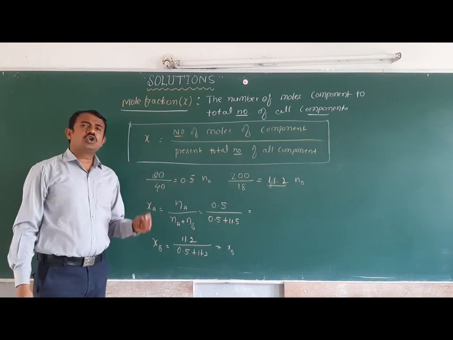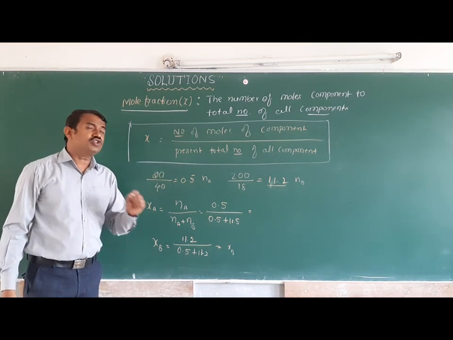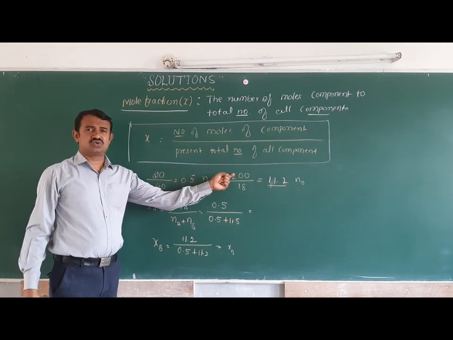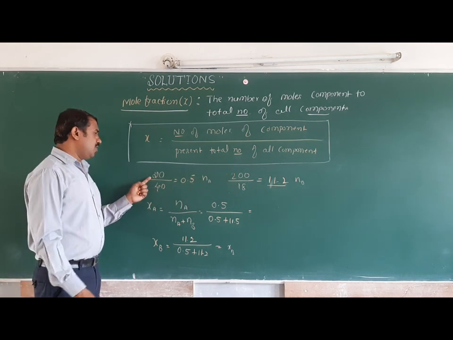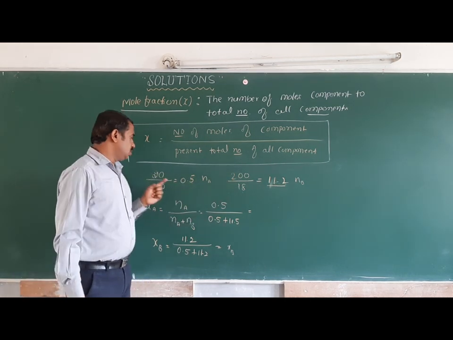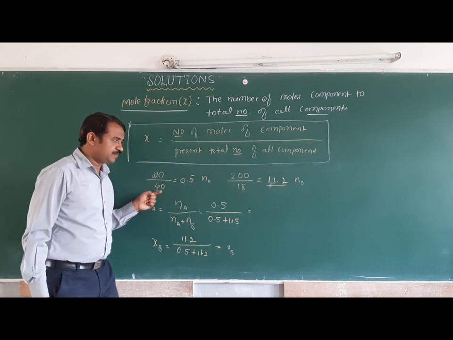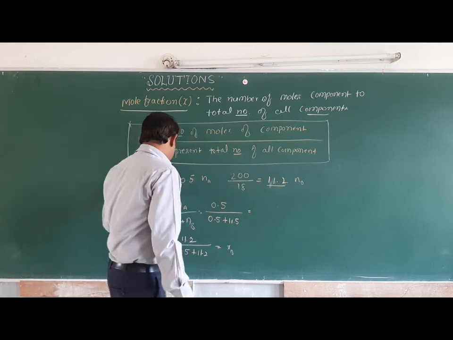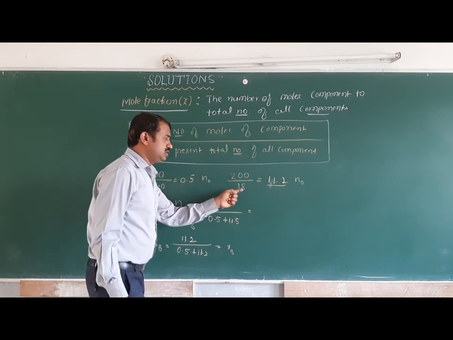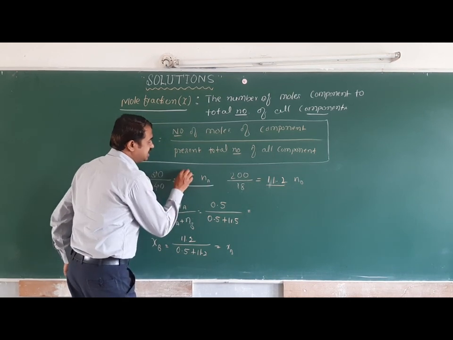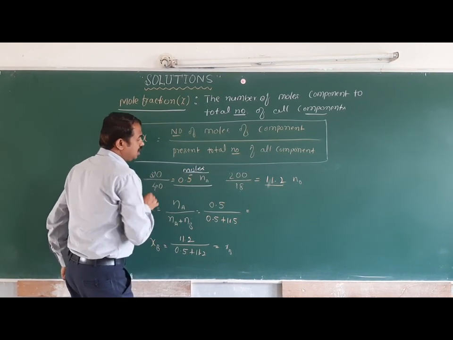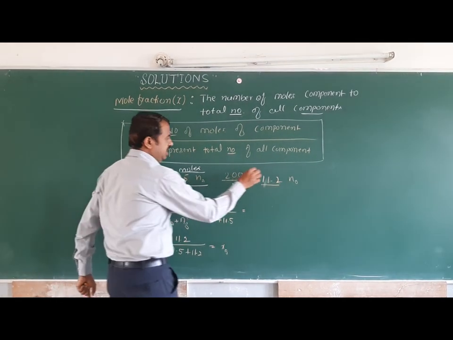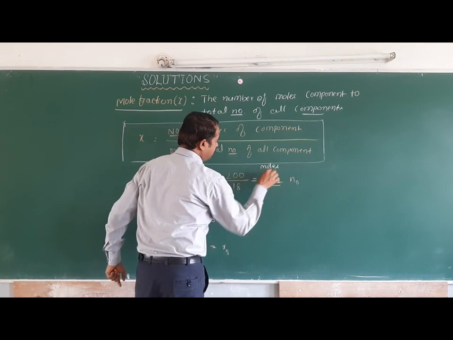You should know the moles. How to calculate the moles? Suppose 20 gram of sodium hydroxide is dissolved in 200 gram of water. 20 gram is the solute and 200 gram is the solvent. Solute divided by solute molecular weight, and solvent divided by solvent molecular weight, we will get the moles. You should remember this: moles A divided by moles A plus moles B. This is moles B.